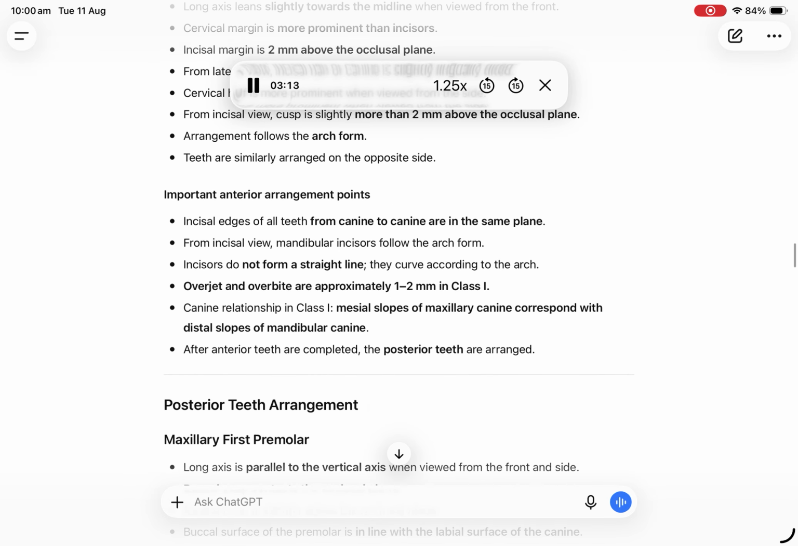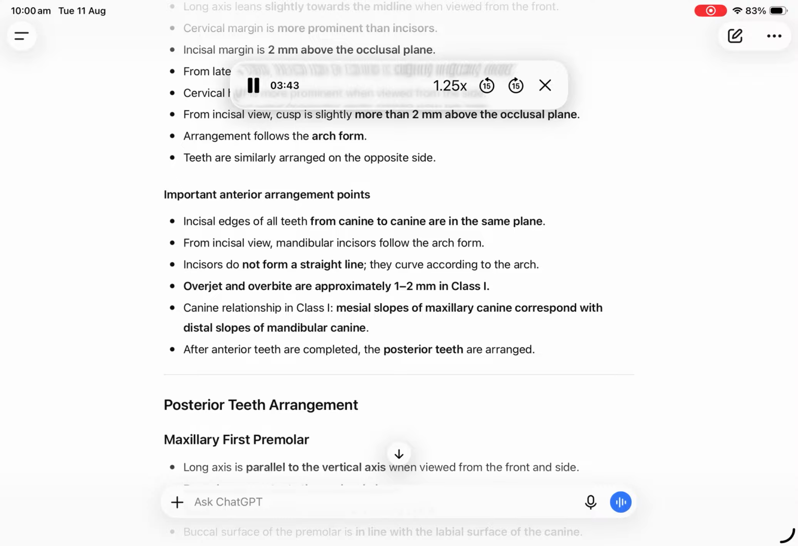Important anterior arrangement points. Incisal edges of all teeth from canine to canine are in the same plane. From incisal view, mandibular incisors follow the arch form. Incisors do not form a straight line, they curve according to the arch. Overjet and overbite are approximately 1 to 2 millimeters in class 1. Canine relationship in class 1, mesial slopes of maxillary canine correspond with distal slopes of mandibular canine.